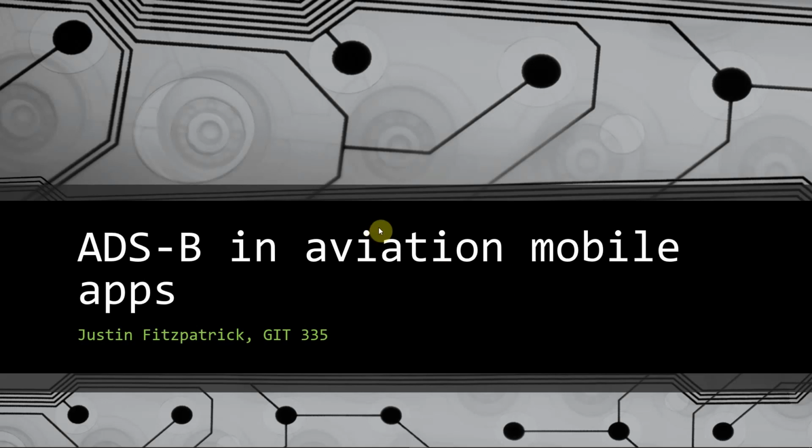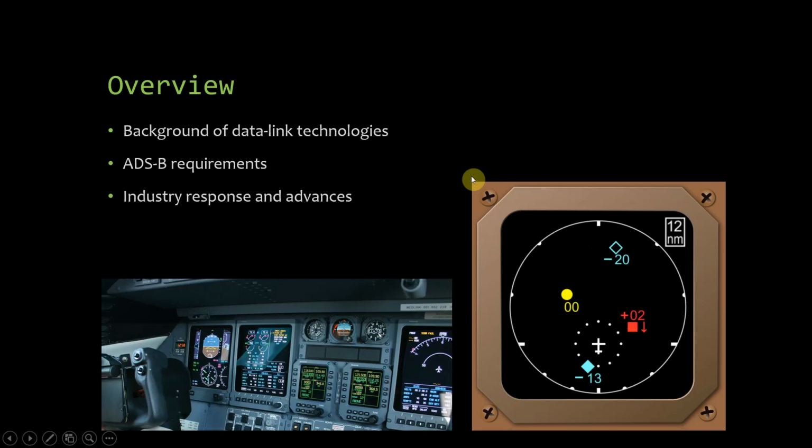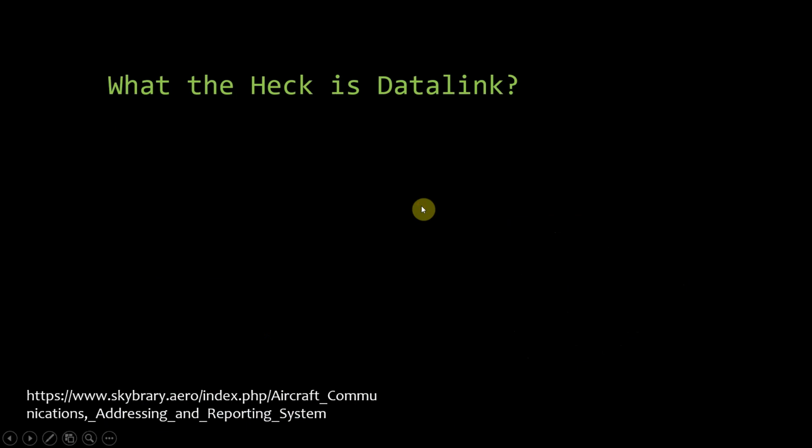ADS-B is a technology that stands for Automatic Dependent Surveillance Broadcast, and we'll go through some of the overview right here. We're going to talk about some of the background of what Datalink technologies are and what they entail, some of the ADS-B requirements that are being introduced by the Federal Aviation Administration, and the industry response and some of the advances. So, what the heck is Datalink?